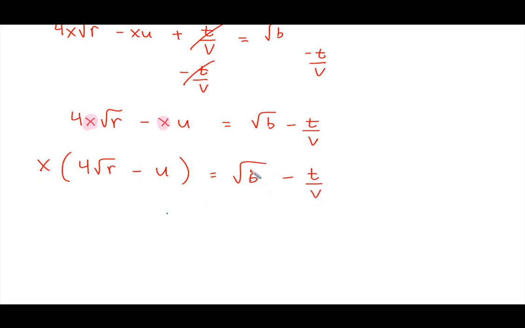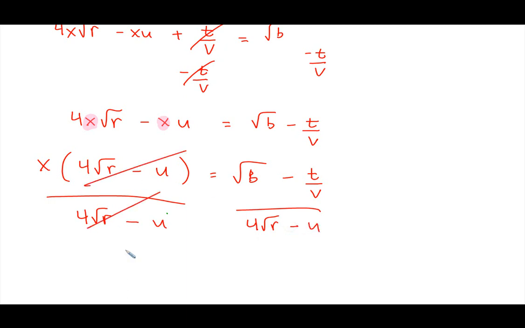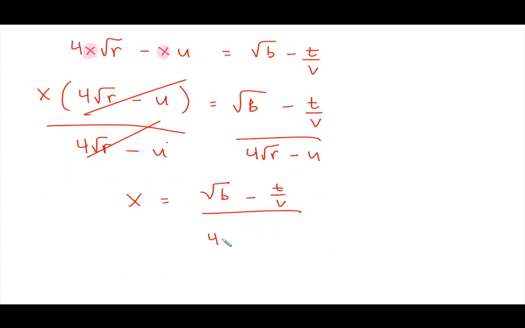over v. Okay. Now we want to get the x by itself, so all we need to do now is just divide by this whole term, 4 times root r minus u. So we get x is equal to square root b minus t over v divided by 4 square root r minus u. Okay?